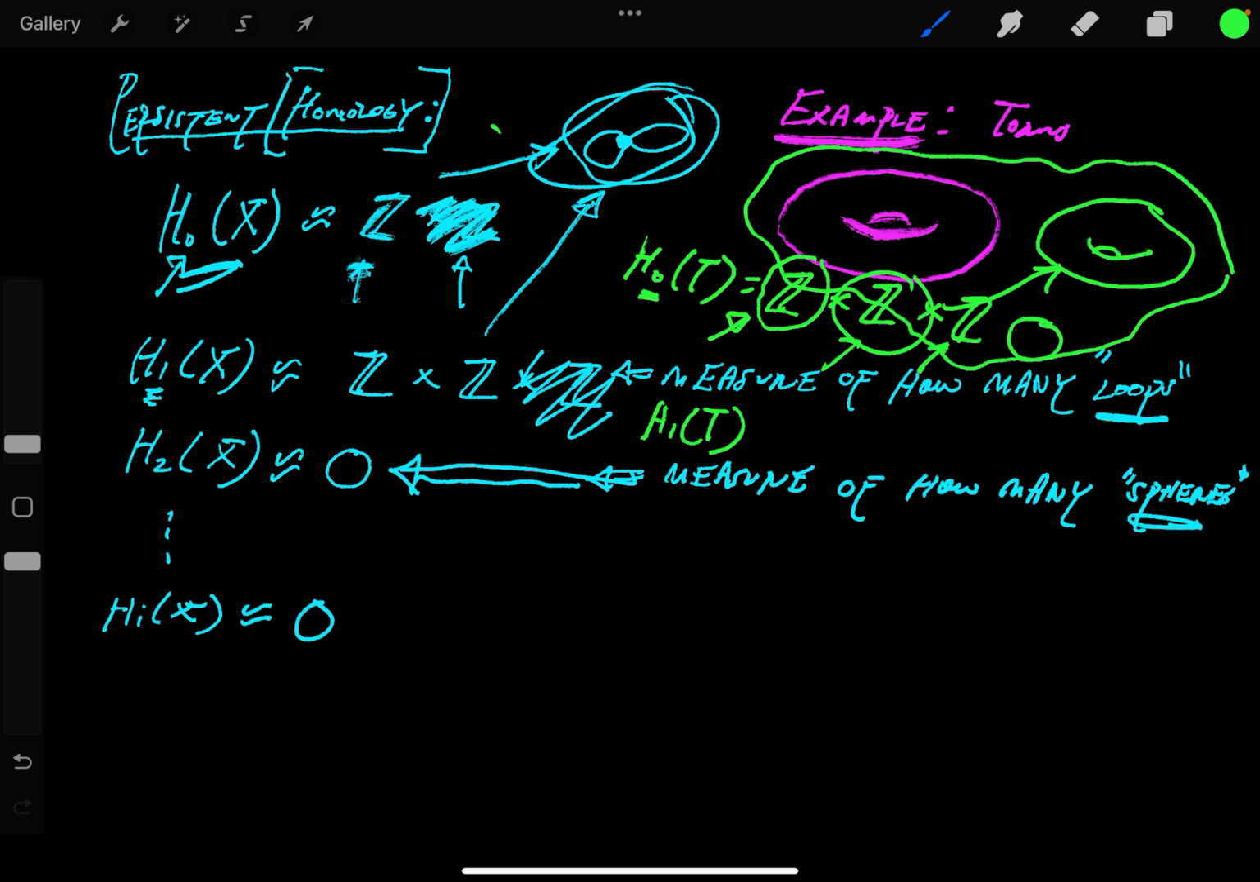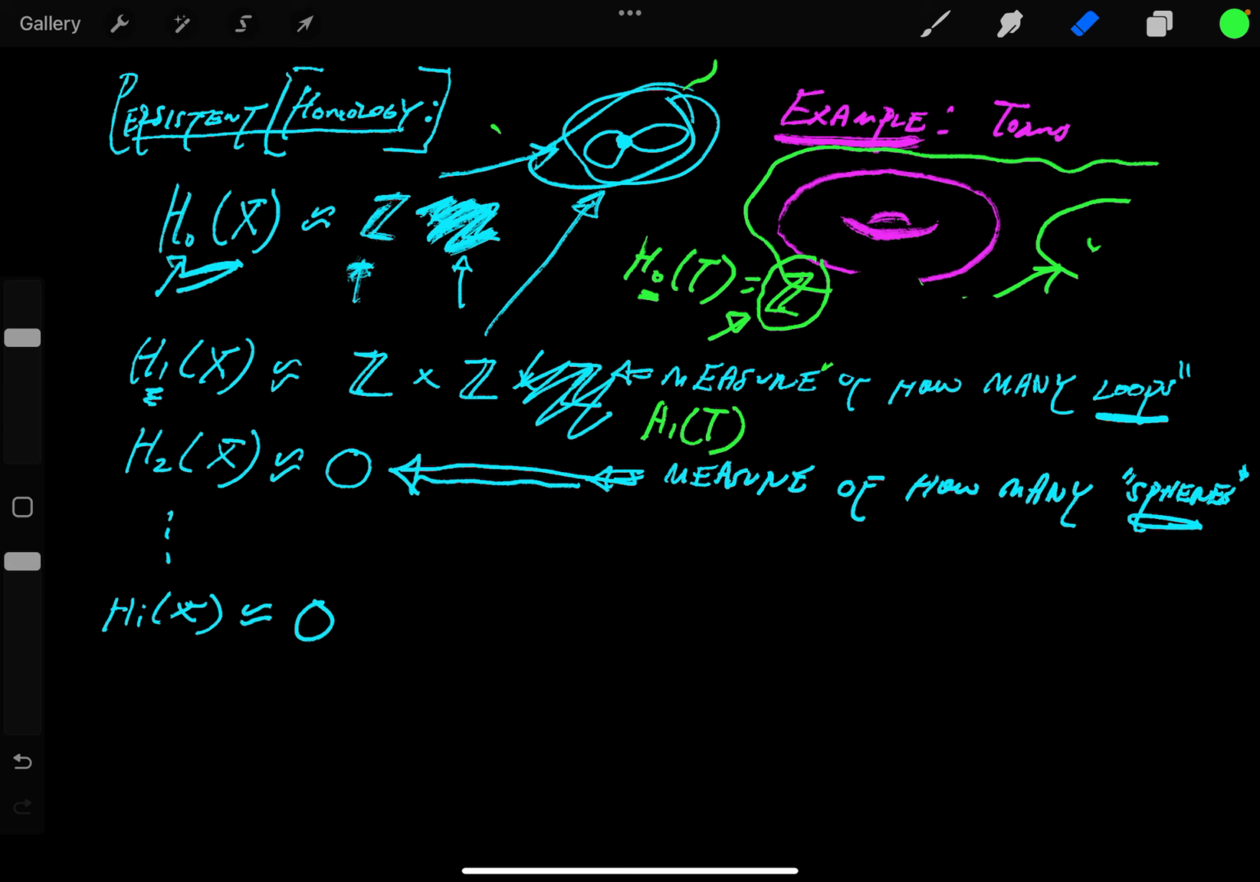Let's just go back to the original torus. Let's make sure we remember that we're only going to focus on the torus. I was just doing examples to illustrate the idea for other spaces, but we have here our torus.